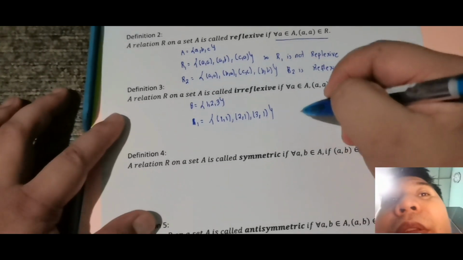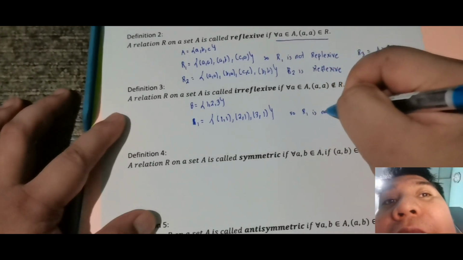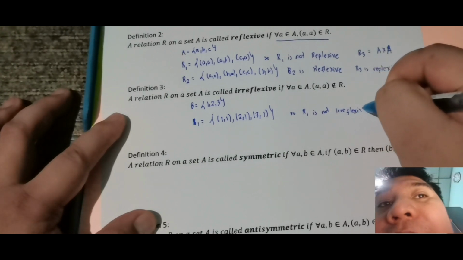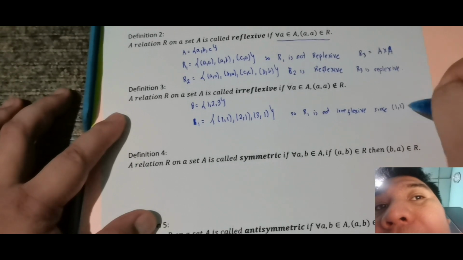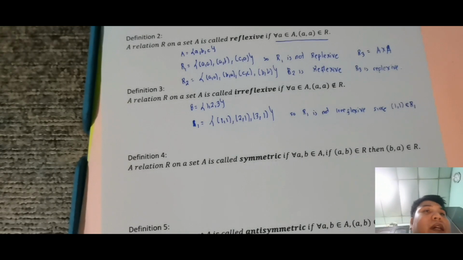So, meaning, R1 is not irreflexive, since (1, 1) is an element of R1. Dyan pa lang, na-invalidate na yung rule, no? Yung condition ni irreflexive.